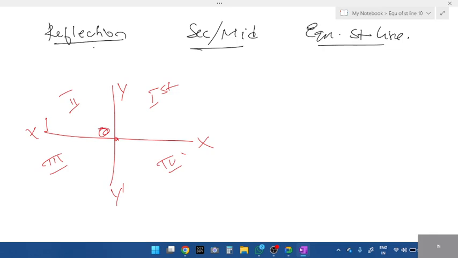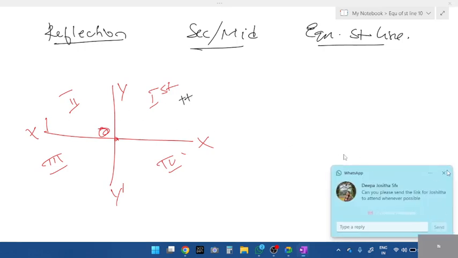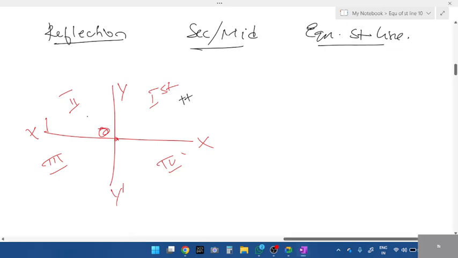Okay, in first quadrant, tell me the signs, students. Both are positive. Second quadrant, one negative. Third quadrant, yes, minus, plus, and plus, minus. Whatever falls here, we call it as quadrant values, coordinates.